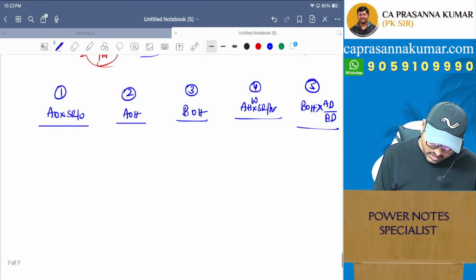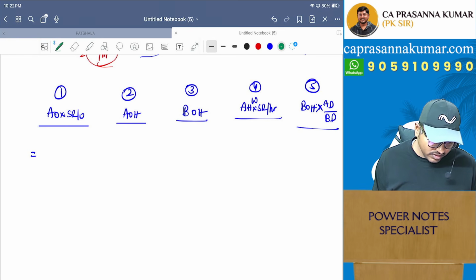Chalo. Let's start solving this. AO into SR per unit. What is your actual output? It is given in the question.